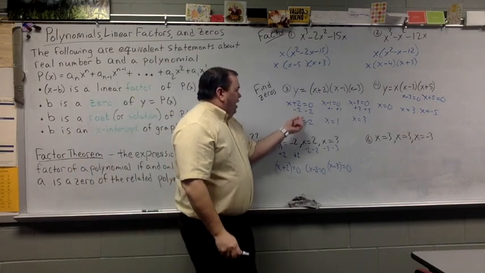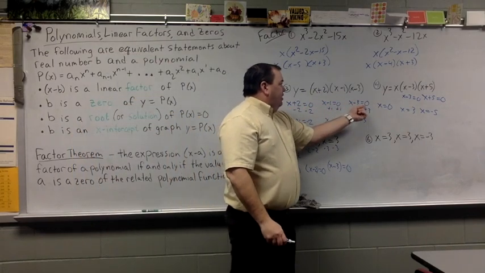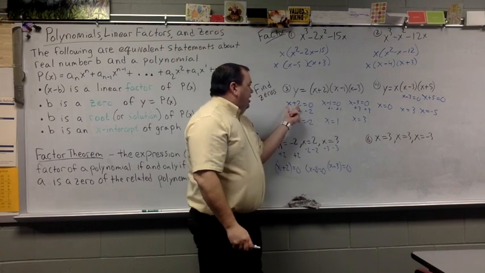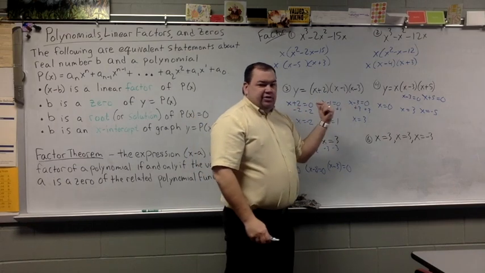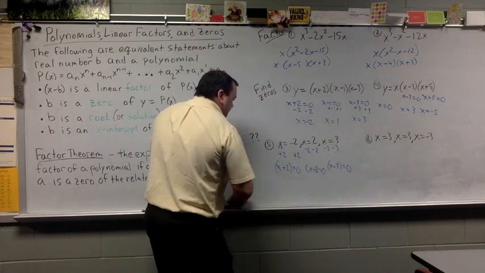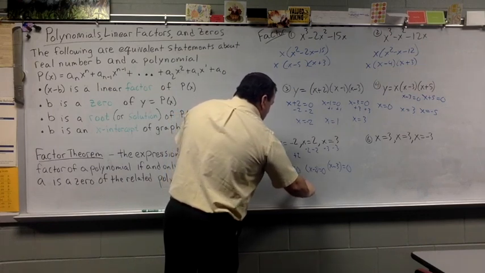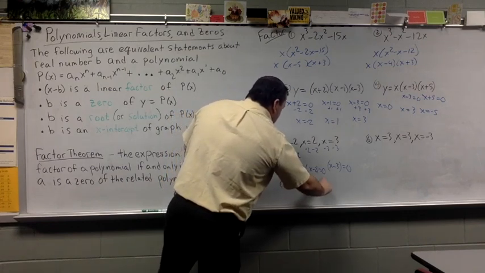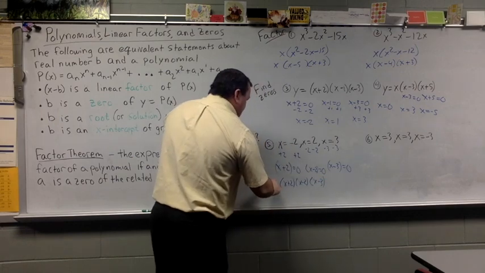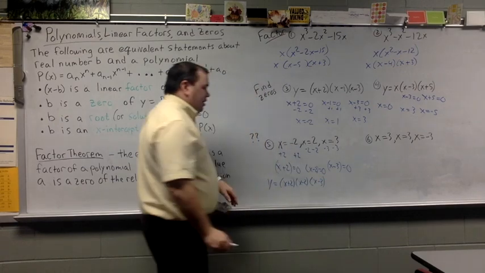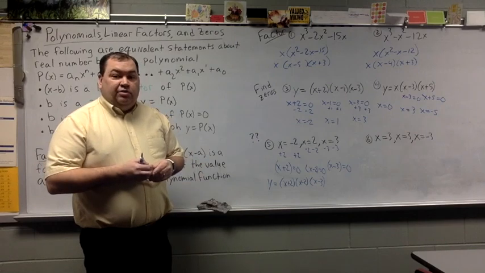And if I'm working backwards, I'm going to take the zeros out, and I'm going to multiply these factors together. So I'm going to take x plus 2 times x minus 2 times x minus 3, and I now have this polynomial.